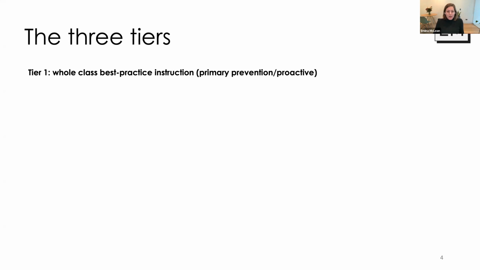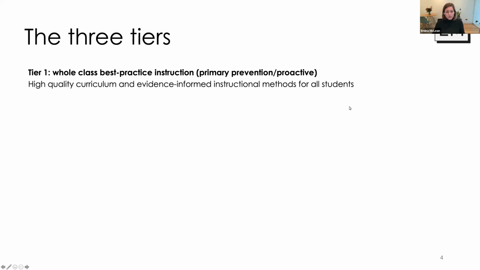And we think about this as primary prevention or proactive instruction. The primary prevention term, and you'll see some other prevention terms come through as I go through this slide, they come from public health. So the idea is, what do we do for the majority to do best by them and to prevent them having problems down the track? So whole class best practice instruction, we've got high quality curriculum and evidence-informed instructional methods for all students. So high quality curriculum, evidence-informed instruction, they're the non-negotiables there.